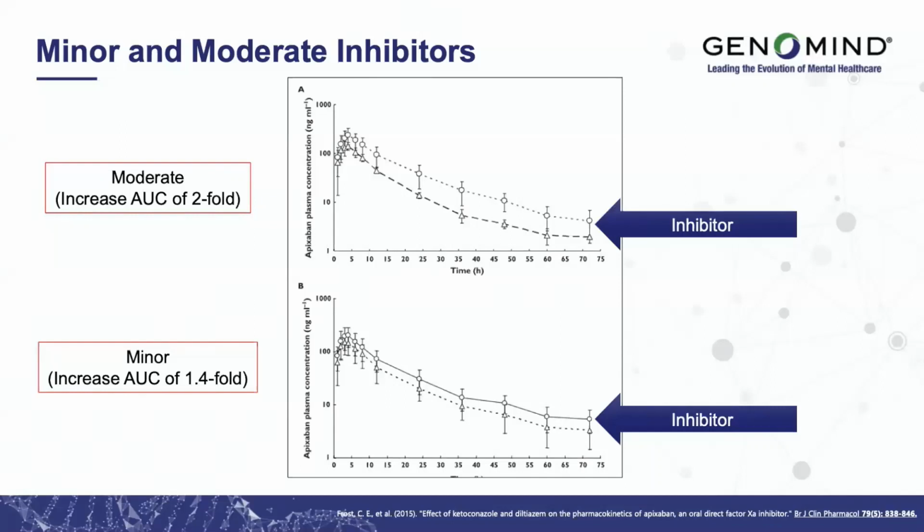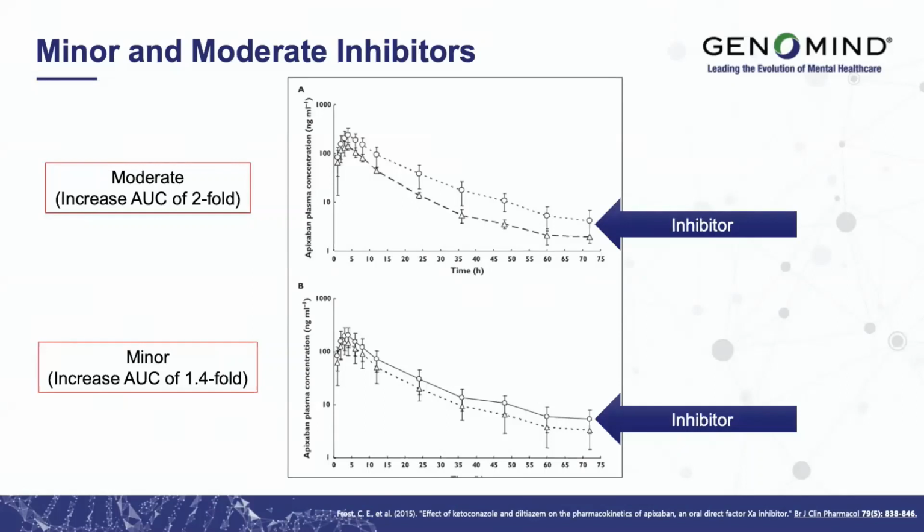Use the same drug on the bottom graph here and add a minor inhibitor to it. In this case, I believe it was diltiazem. Okay, don't worry too much about the drugs, but the take-home message here is that this boosts your AUC by 1.4-fold. This would be considered a minor inhibitor. And these definitions come from the FDA.